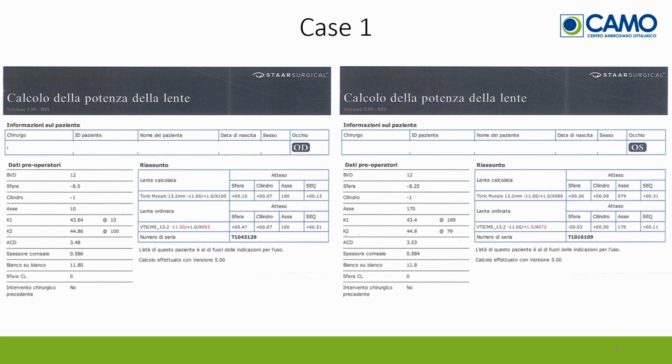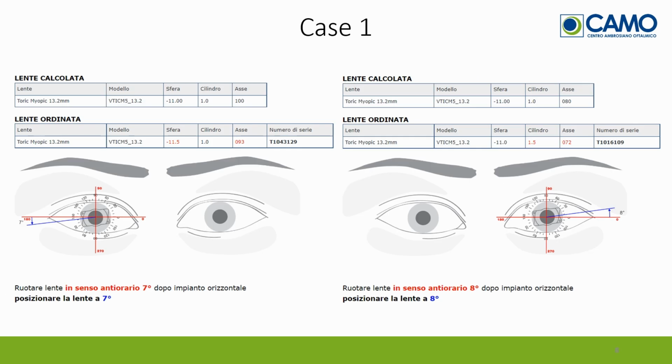The online calculator of the ICL suggested an ICL size of 13.2 mm with a toric ICL for both eyes, -11.50 spherical correction in the right and -11 spherical correction in the left, with a small cylindrical correction. On the online calculator, you will get the theatre planning showing the rotation of the ICL in order to align the toric axis with the axis of the astigmatism.